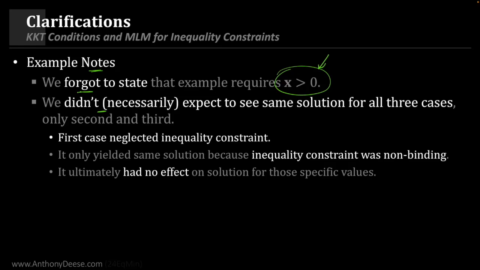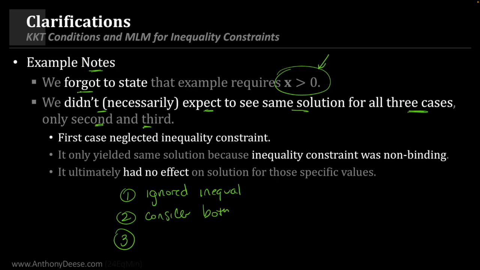We didn't necessarily expect to see the same solution for all three of the cases in the MATLAB, really only the second and the third, right? Because we had three cases. We had the first where we ignored the inequalities, right? Then the second considered both equality and inequality. And then the third considered both, but what we did was we incorporated the inequality into the equality. So we really only expected these two to match, not this one.